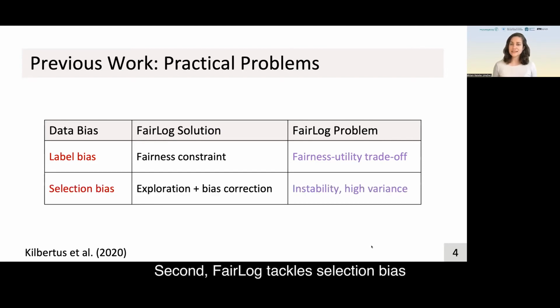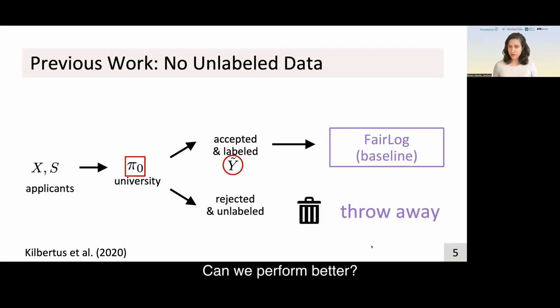Second, FairLog tackles selection bias using exploration and bias correction. However, this leads to a high amount of variance and an unstable learning process. So we were thinking, can we perform better?